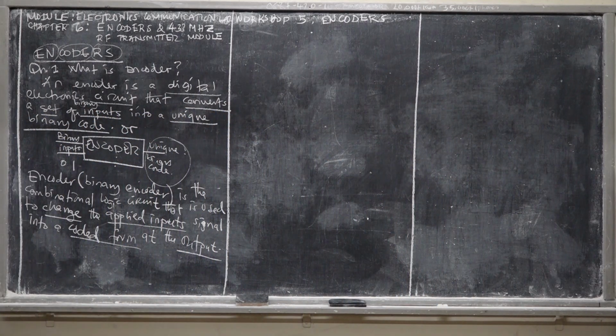An encoder is a digital electronic circuit that converts a set of binary inputs into a unique binary code. Or what is an encoder?